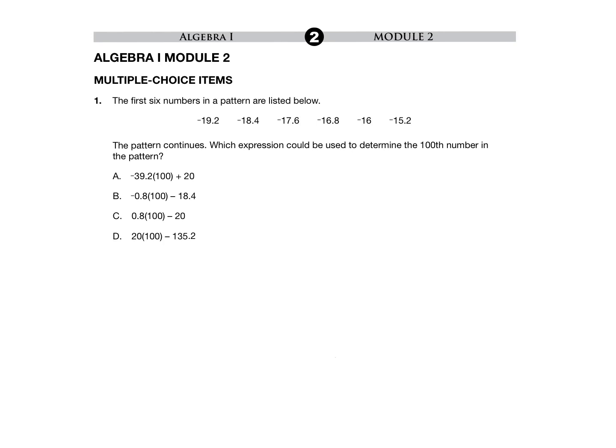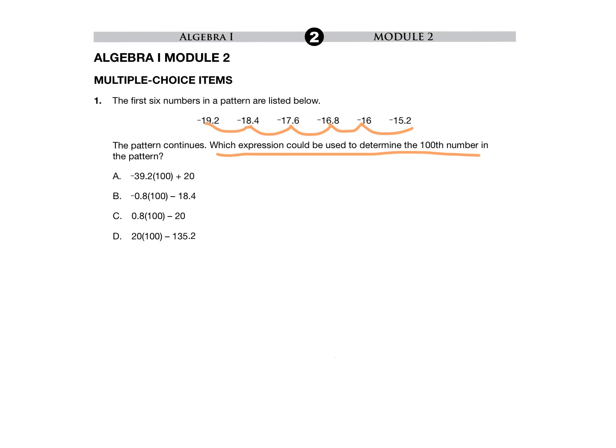Okay, so looking at the module 2 items here, if we start just looking at this first part, the first 6 numbers in the pattern are listed below, and the pattern continues. So which expression could be used to determine the 100th number? They're not asking for the 100th number. But as I go through here, if you remember as we did our start and roll from before, we were always looking to see what was our rate of change.